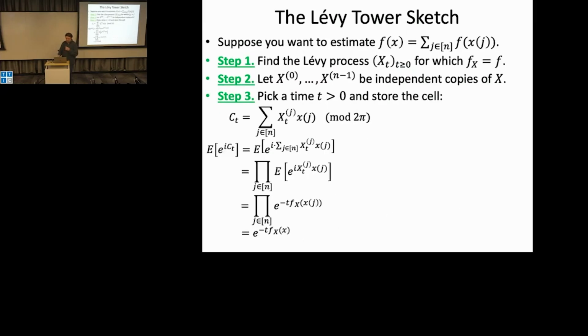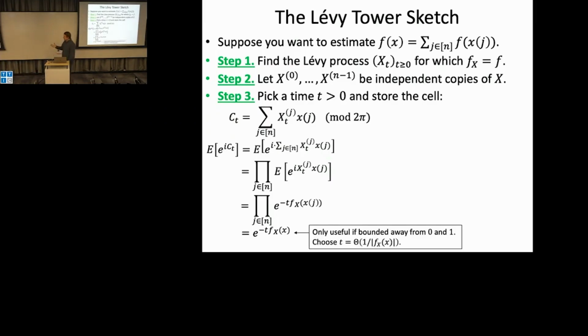So if you look at this for a second, you don't want to pick t crazy small, because this thing is just going to be 1. And if you pick t way too large, this thing is going to be 0. Neither of these quantities tells you much about f of x. So in order to statistically get some interesting information out of this, you want to pick a t that's inversely proportional to the magnitude of that.